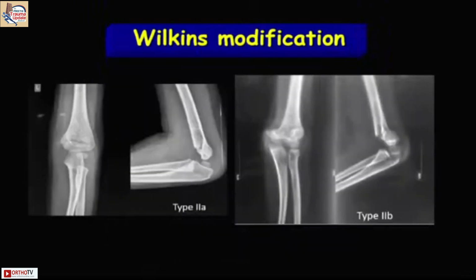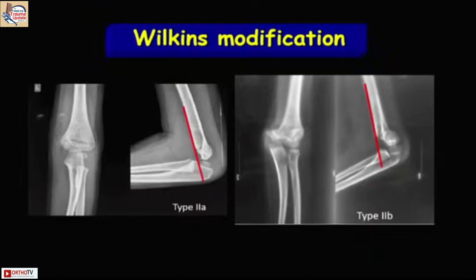Now, Wilkins modified this. He subclassified type 2 into A and B. In type 2A, there is no rotation or translation, just a pure extension. The anterior cortex alone is breached. As in type 2B, there is associated translation or rotation.